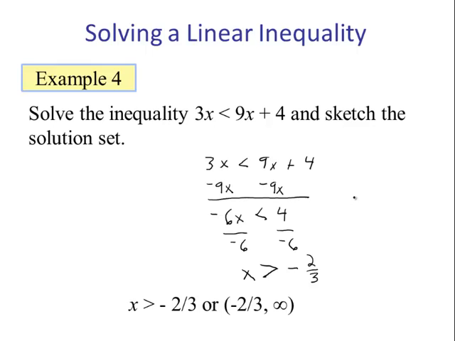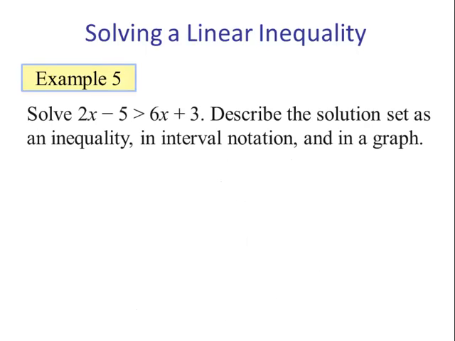The graph would look like this. I would put negative 2/3 in the middle. We would want an open circle here because this is a greater than, not a greater than or equal to. And we want all numbers to the right, all numbers larger than. So any number to the right of negative 2/3 is a solution.